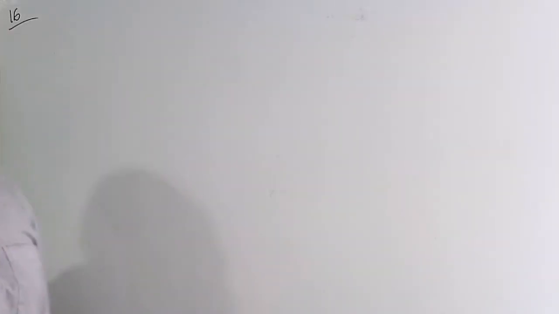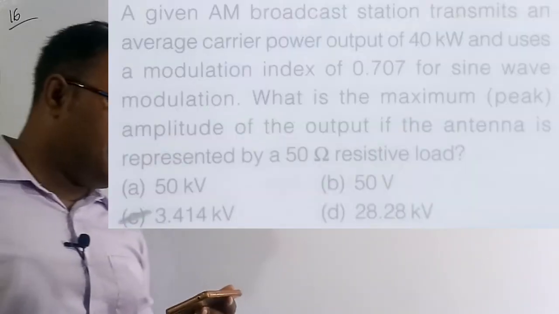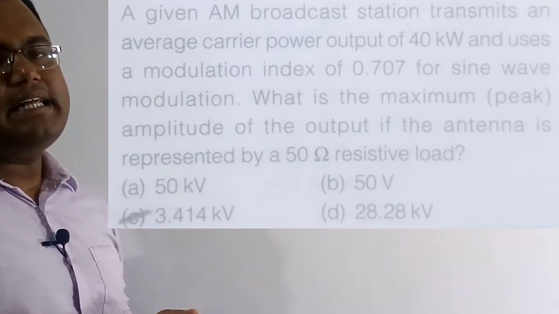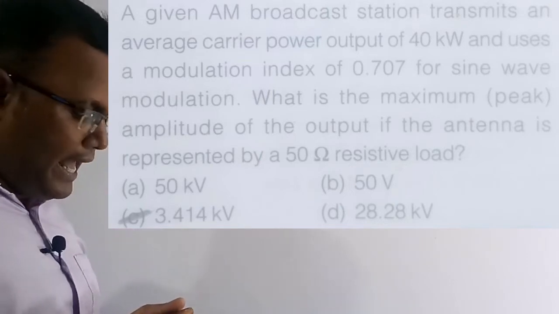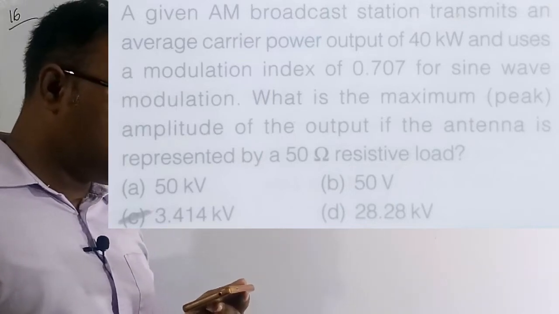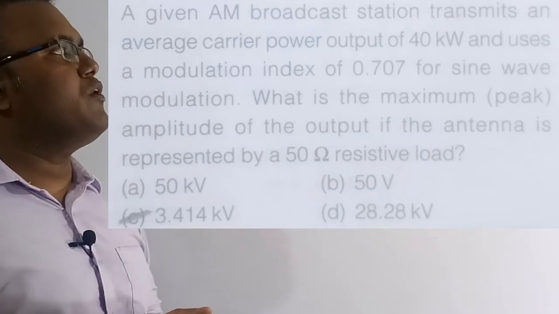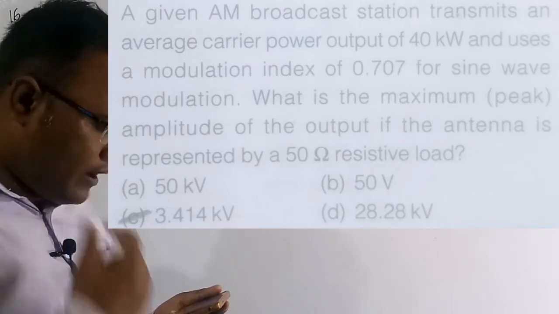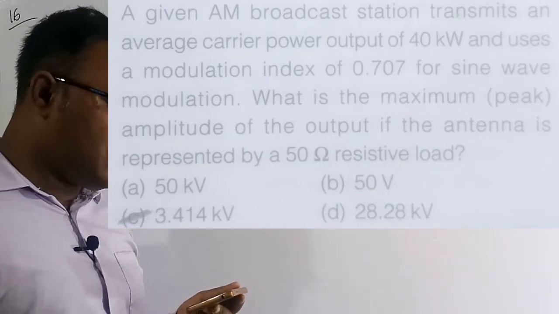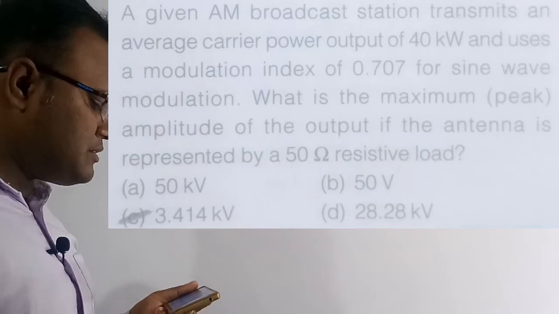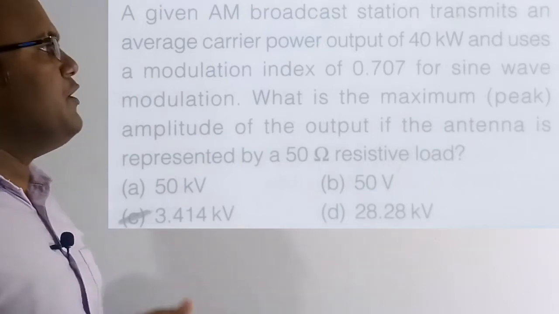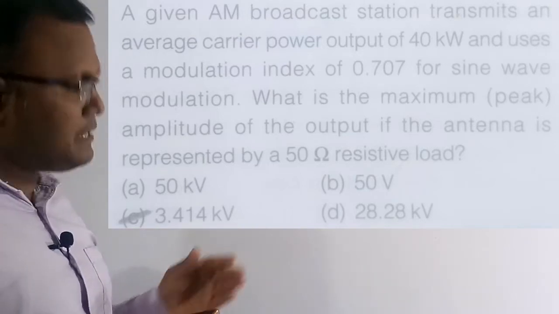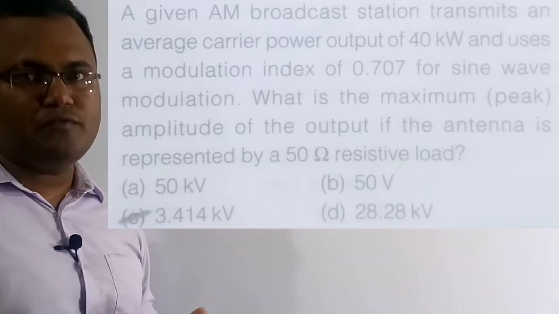Now we are going to solve the 16th question. See the question here. A given AM broadcast station transmits an average carrier power output of 40 kilowatt, and uses a modulation index of 0.707. For sine wave modulation, what is the maximum peak amplitude of the output if the antenna is represented by a 50 ohm resistive load? We need to find the maximum peak value of the output waveform.